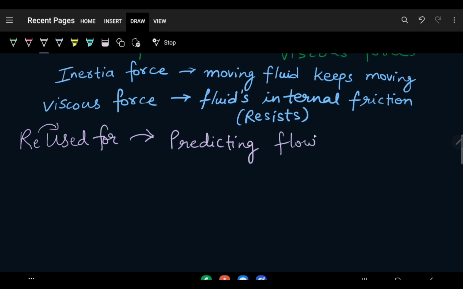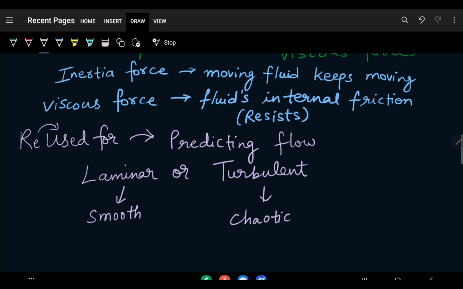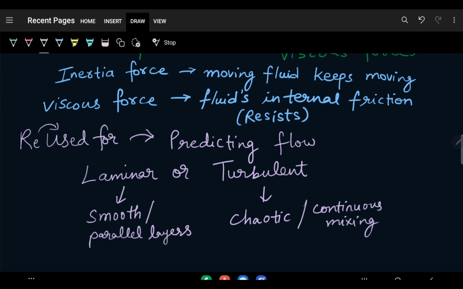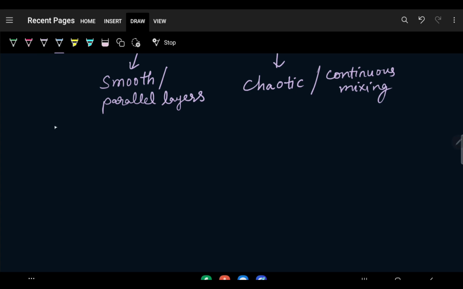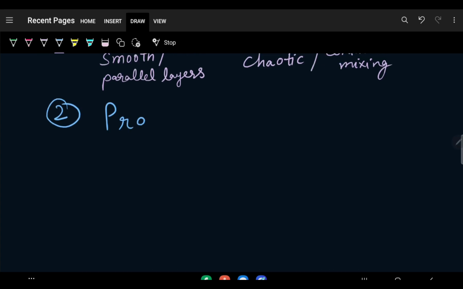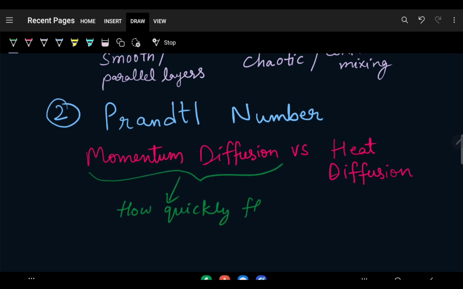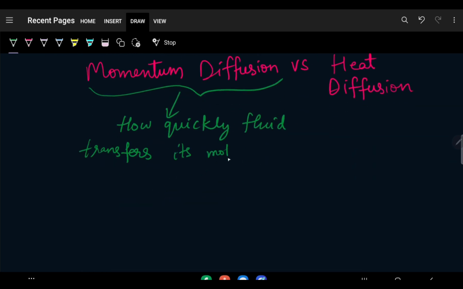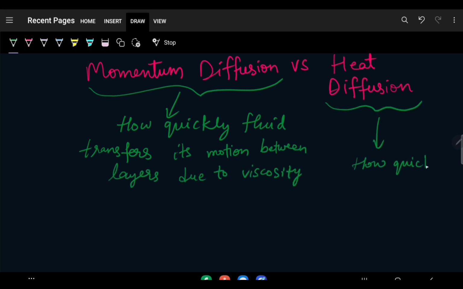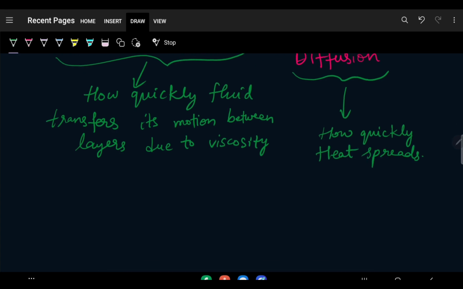And by laminar flow, I mean smooth flow in parallel layers with little bit or almost no mixing. And turbulent means chaotic or continuous mixing. And now coming on to Prandtl number, it is something that compares momentum diffusion and heat diffusion. Momentum diffusion means how quickly a fluid transfers its motion between layers due to viscosity. And by heat diffusion, I mean how quickly heat spreads through the fluid due to temperature differences.